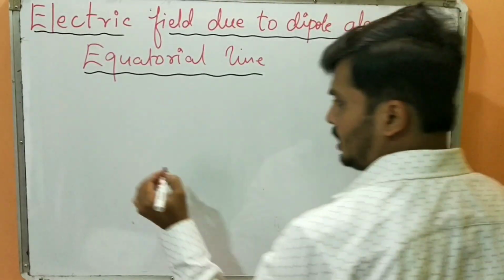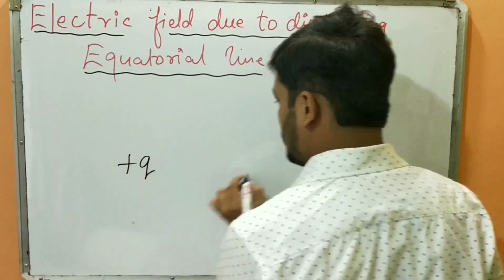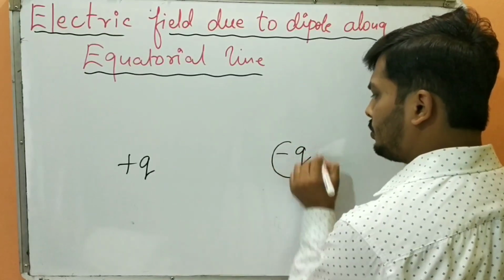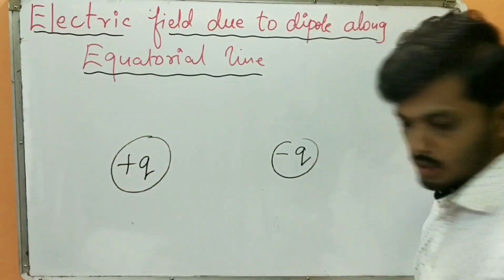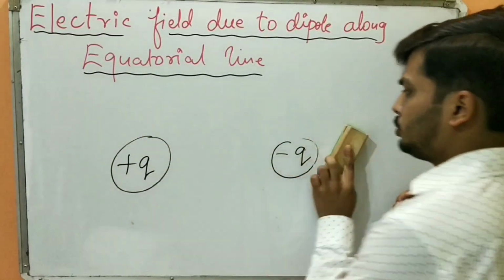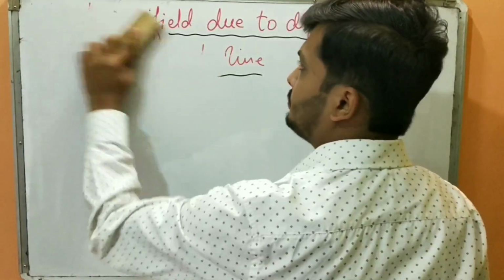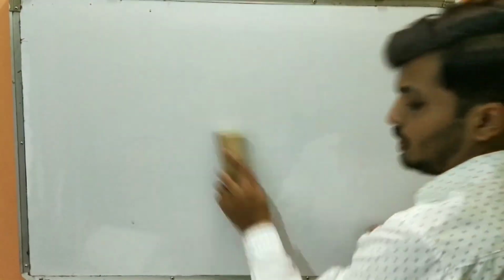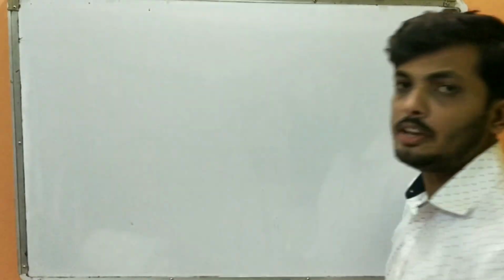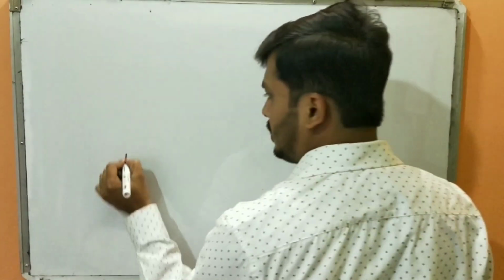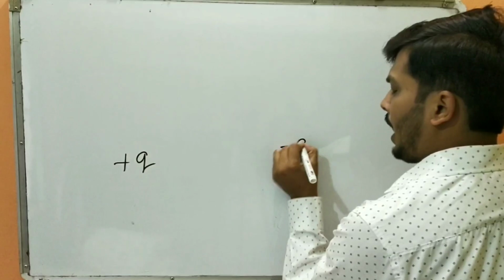So consider I have two charges, plus Q and minus Q. Shall I erase this? So here we are finding the electric field due to a dipole along the equatorial line. So consider two charges, plus Q and minus Q.